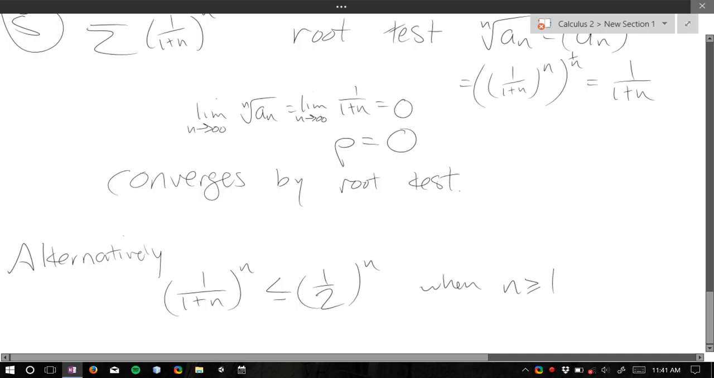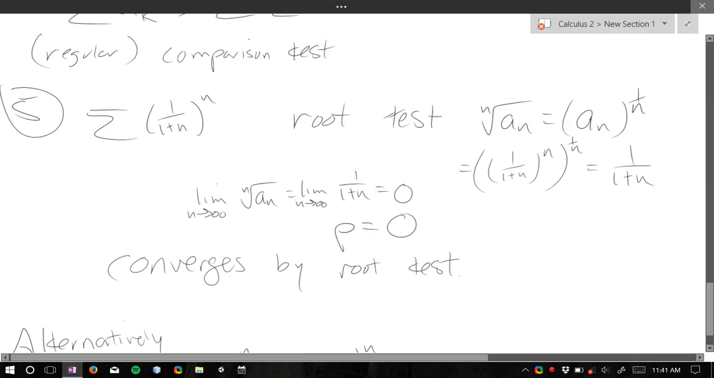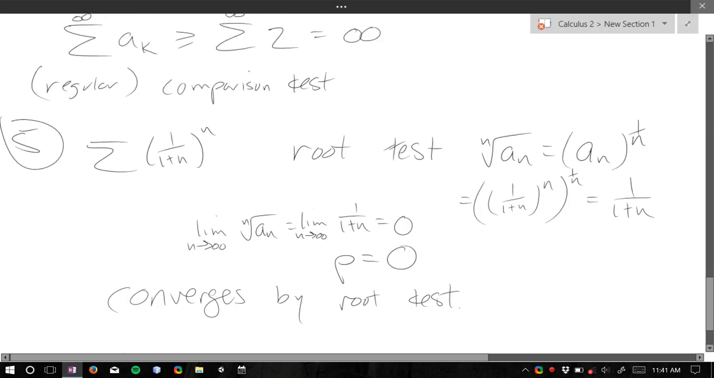Alright, so you should have gotten convergence, rho equals 0. So root test questions. Don't worry about what I just wrote. I'll explain that in a minute. So root test, good to go. Alright. So we have convergence.